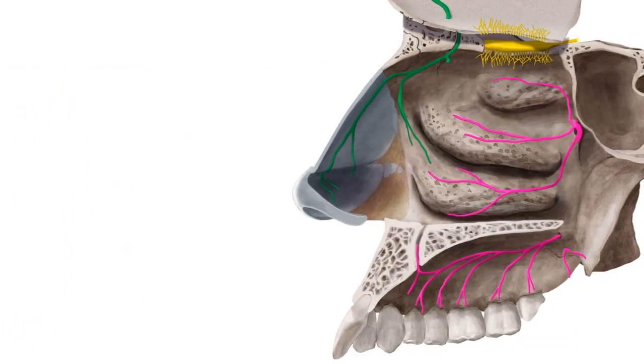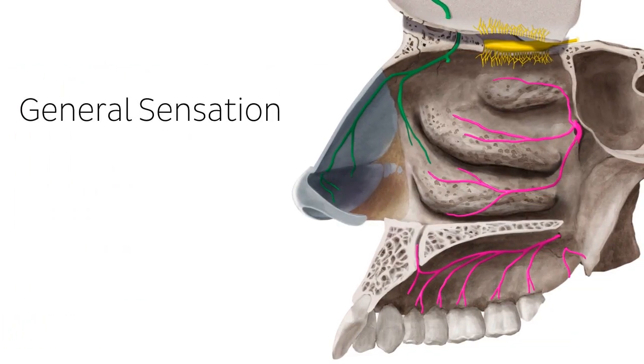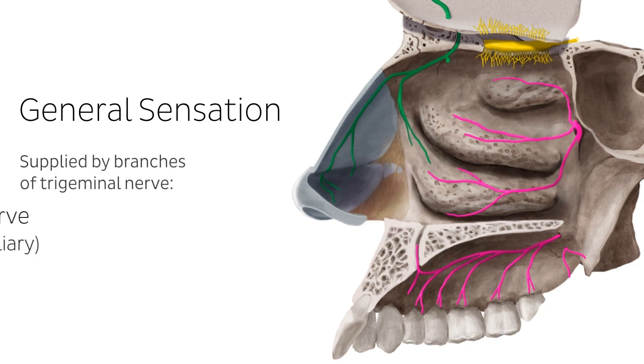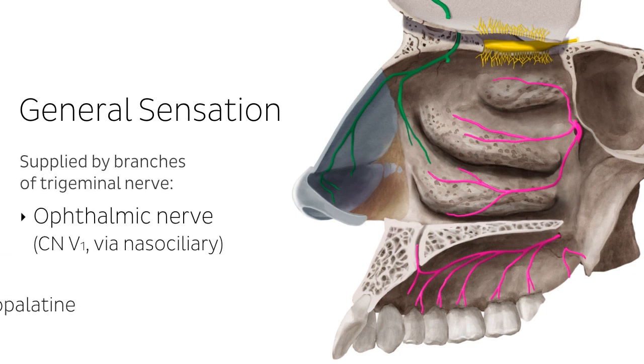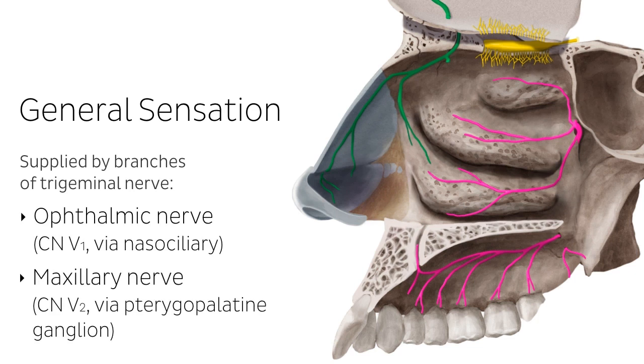So besides olfaction, the nerves of the nasal cavity also receive general sensation, specifically touch, pain, and temperature. And in the nasal cavity, these are mainly covered by branches of the ophthalmic and maxillary nerves. And as the ophthalmic and maxillary nerves are both branches of the trigeminal nerve, they are therefore also referred to as CN or cranial nerve V1 and CN or cranial nerve V2, respectively.